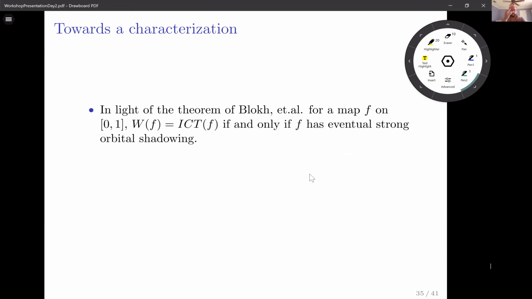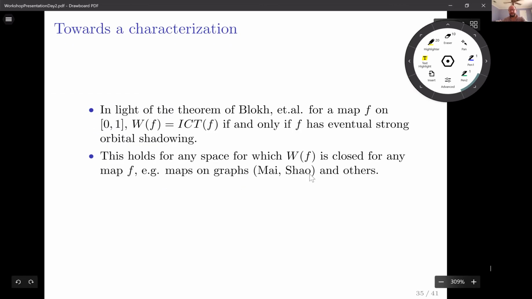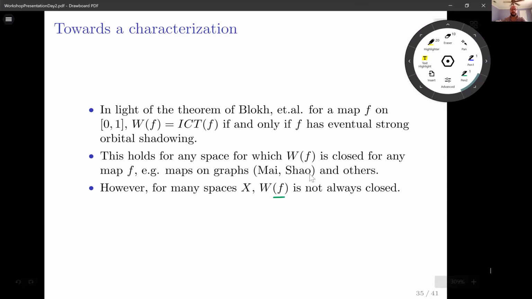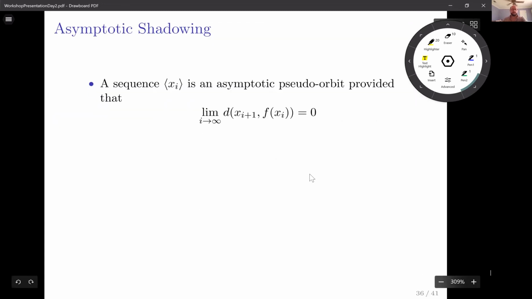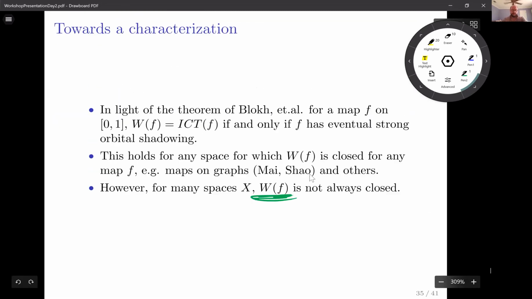All right, so a few things of note. We know that in some spaces W is closed. So for interval maps, for example, W equals ICT if and only if F has eventual strong shadowing, strong orbital shadowing. For finite graphs, okay? But for lots of other spaces, W of F is not closed in general. It might be for a given F, but there might be Fs for which it isn't. So we can't hang on that. So how do we get at the question of characterizing W equals ICT?